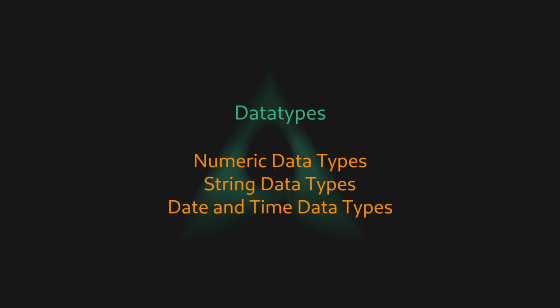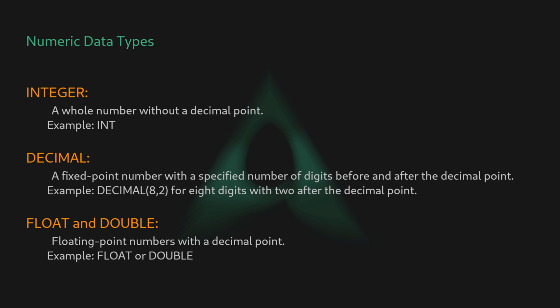In MySQL, we have a variety of data types, but the ones that are used the most in most projects are numeric data types, string data types, and date and time data types. In this video, we'll be talking about these specific groups of data types. In case of numeric data types, we have int, that stands for integer, we have decimal, and also we have float and double. What's the difference?